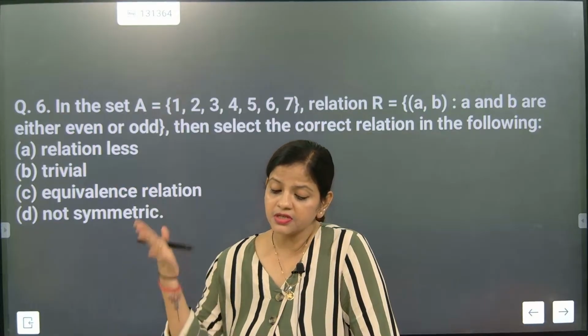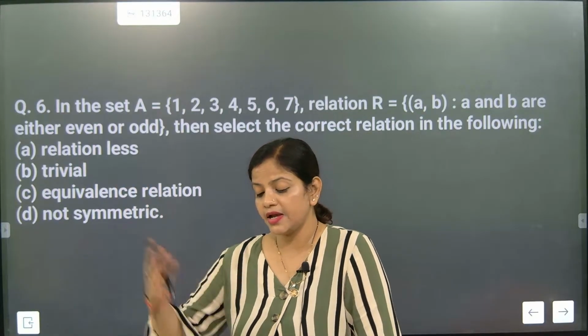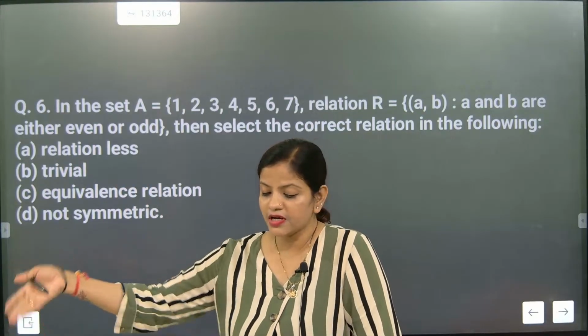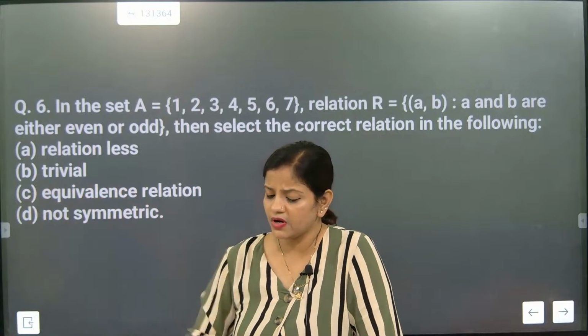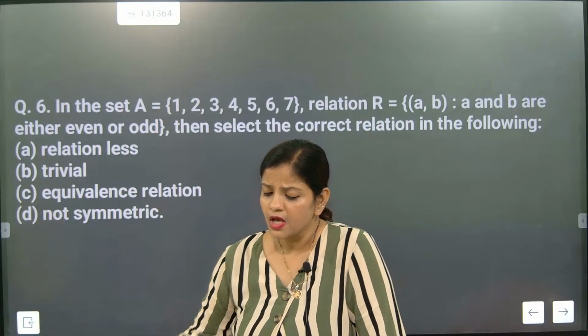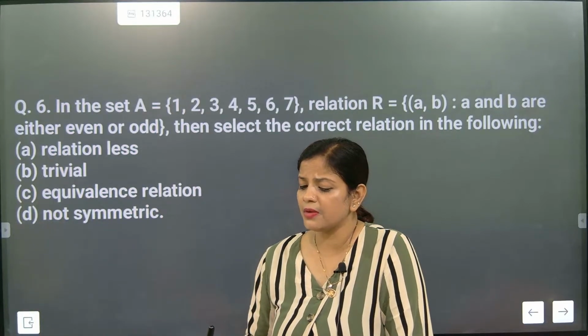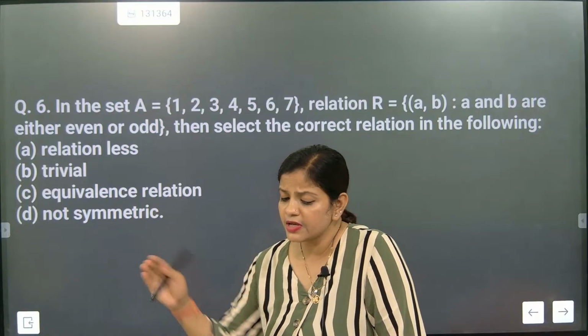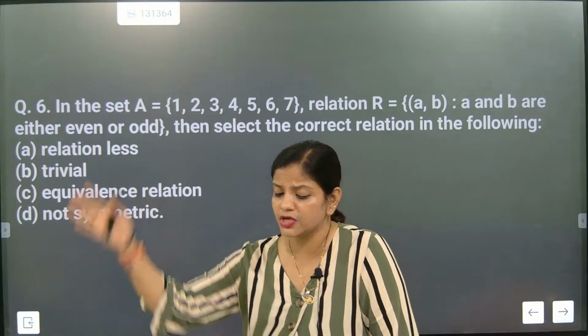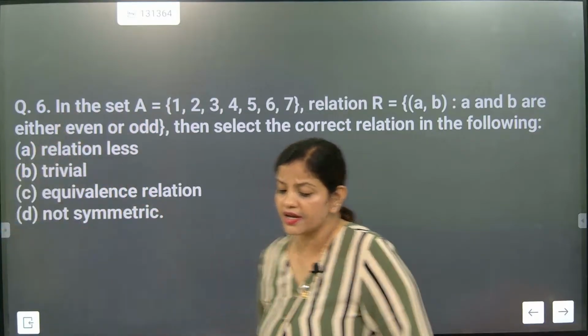So 100% in this type of situation where you can take odd or even, 1 1 will definitely come, 2 2 will definitely come, 1 3 will definitely come, 3 1 will also come. So all the number sets will definitely be coming in that scenario. So it will definitely be what, beta? Equivalence relation. So option C is going to be the correct answer. Super. Now let's go for the next question, please.